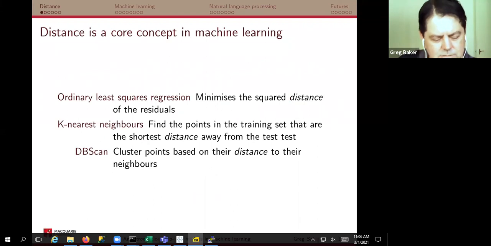So the idea of distance crops up all over the place in machine learning. For example, let's say you're trying to draw a line of best fit through a data set. Then what are you aiming to do there? Usually you're minimizing something like the square of the distances to the residuals. Or there's another algorithm, the nearest neighbors algorithm, where you're finding the points in the training data set that are the shortest distance away from the test element. And DBSCAN lets you cluster points based on the distance. This idea of distance crops up absolutely everywhere.